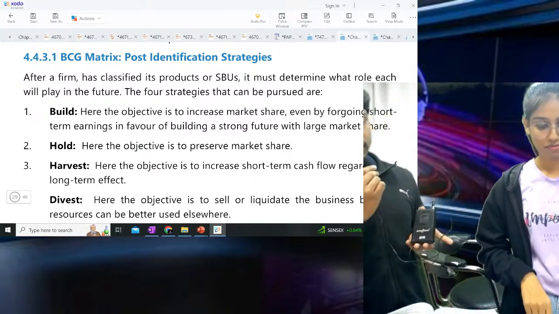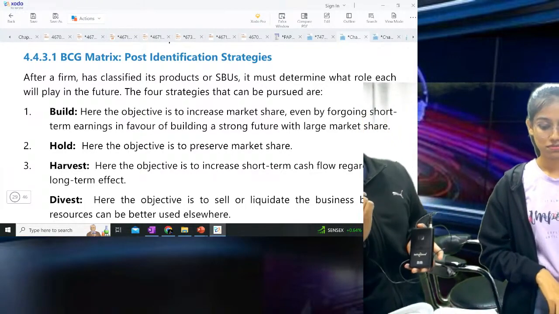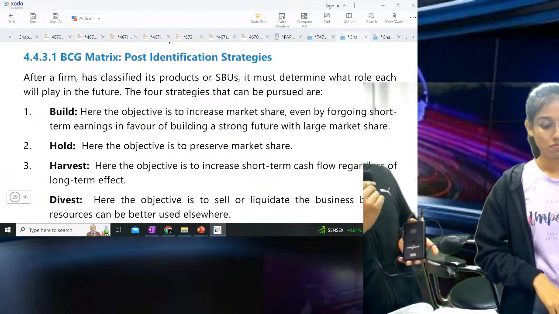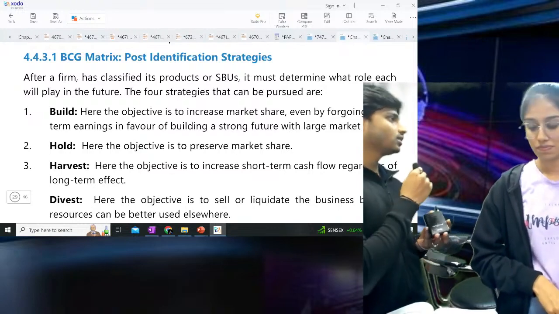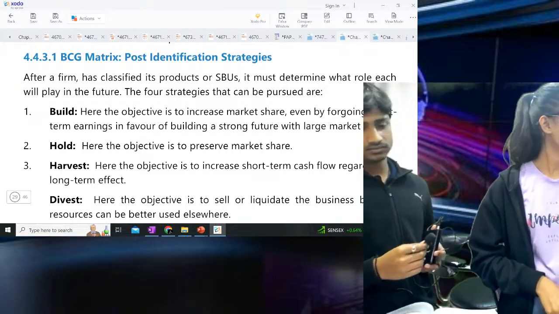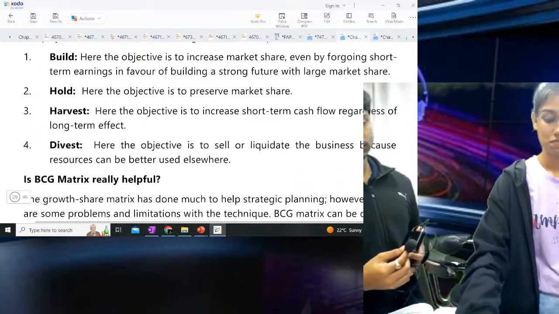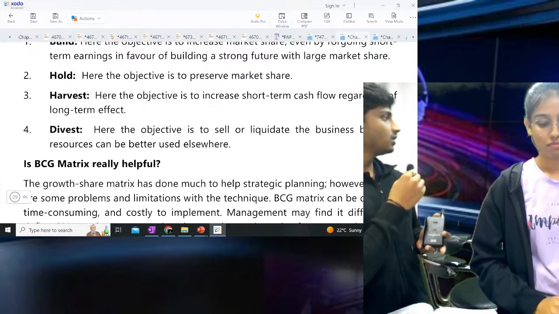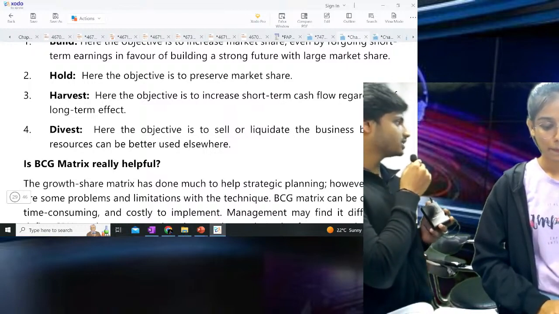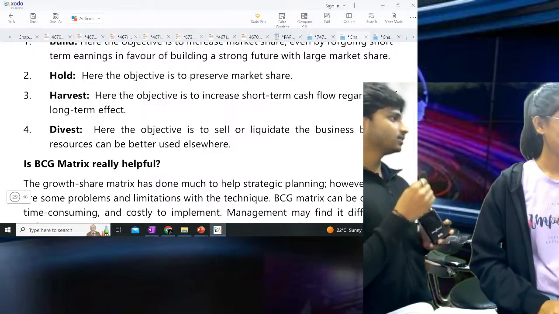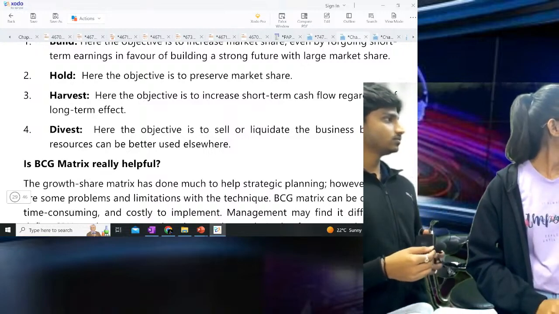Next, Harvest. Here the objective is to increase short-term cash flow regardless of long-term effect. Meaning what? Try to increase short term, forget long term. For whom? Cash cow. Cash cow, right there. Divest. Here the objective is to sell or liquidate the business because the resources can be better used elsewhere. Sell it, dog. Clear? Dog, right there.